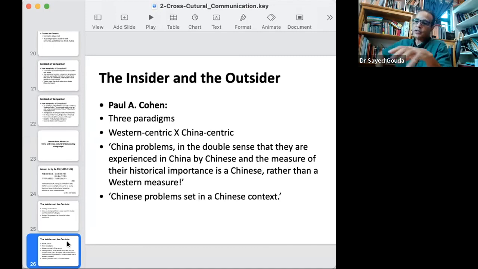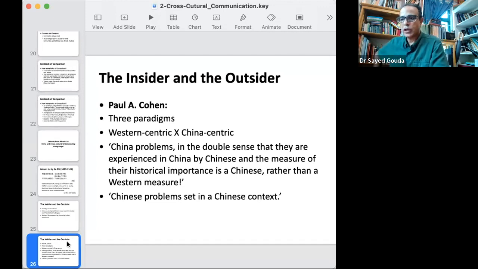So against this Western-centric approach that was adopted by Western scholars, Paul Cohen suggested a new approach that is China-centric. China-centric means we study Chinese history from a native point of view, from a Chinese perspective. What Chinese scholars said about their history, how they lived and experienced it, how they expressed it, we need to bear all this in mind, and we need to take this approach in order to understand Chinese history.